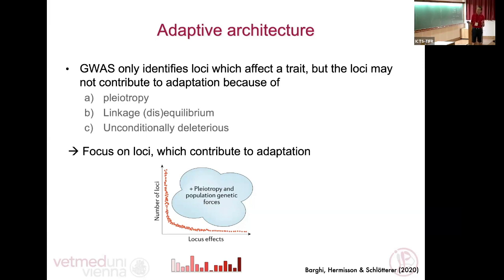So there are a lot of reasons, and that's why we don't talk about the genetic architecture of polygenic adaptation, but we call it adaptive architecture, because this captures those loci that are responsible for the polygenic adaptation. And this is a difference to those that you detect with GWAS.